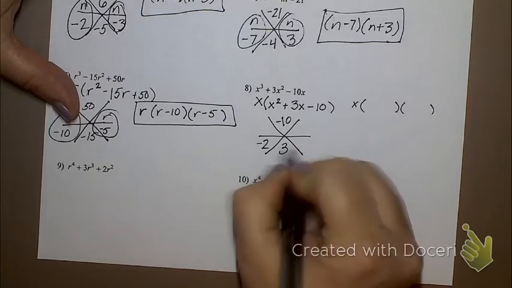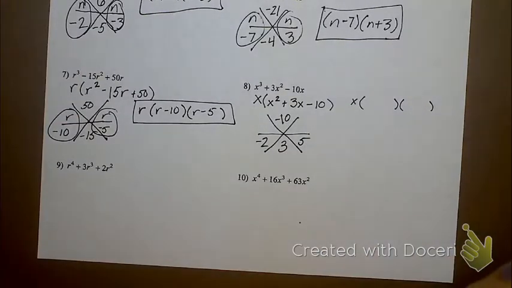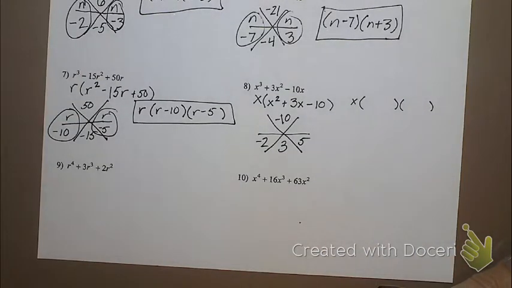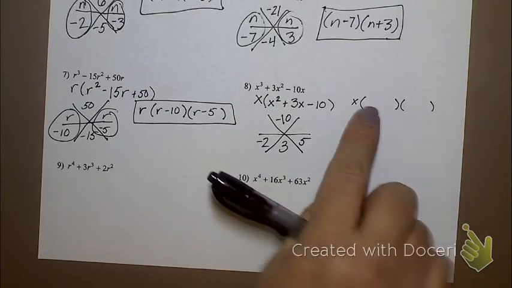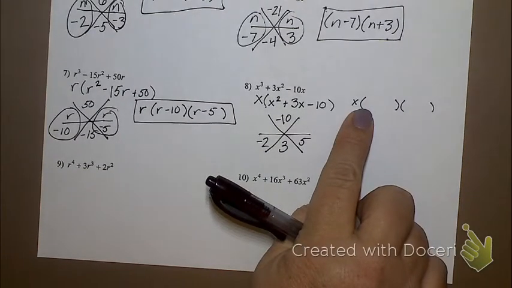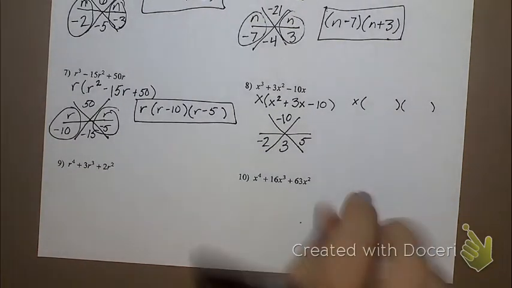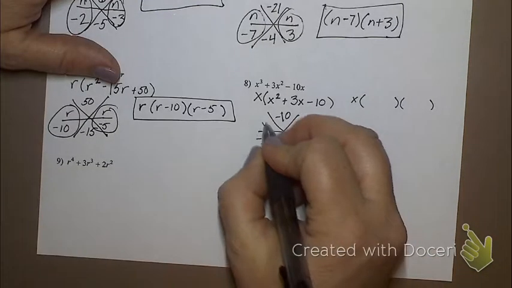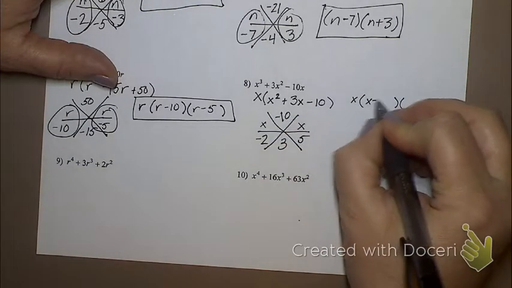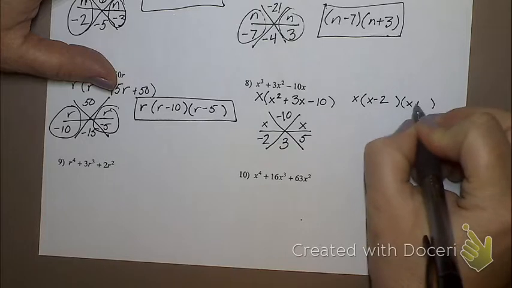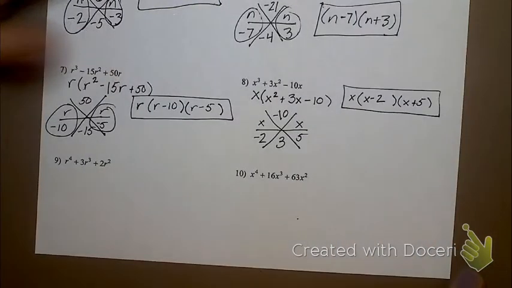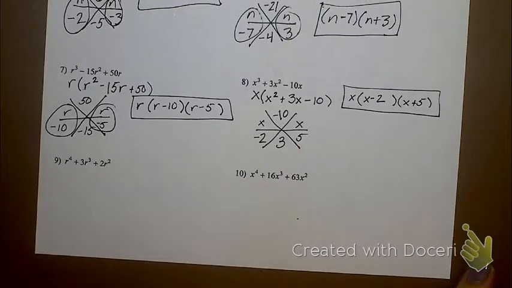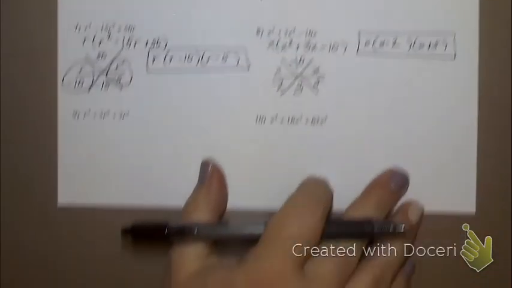Negative 2 and 5. What would happen if you put 5 and negative 2 instead? That would just mean that whatever I get for my second parentheses, you would have written in your first parentheses. So it doesn't matter that order there. Okay? Put my x and my x, so I have x minus 2 and x plus 5. Easy peasy. Okay, let's look at number 9.